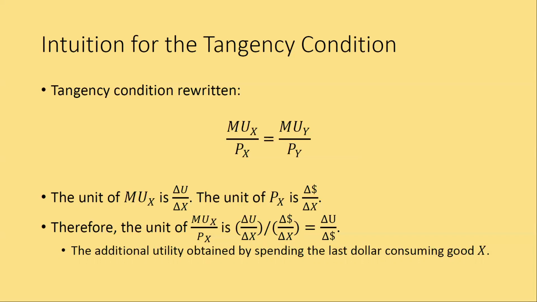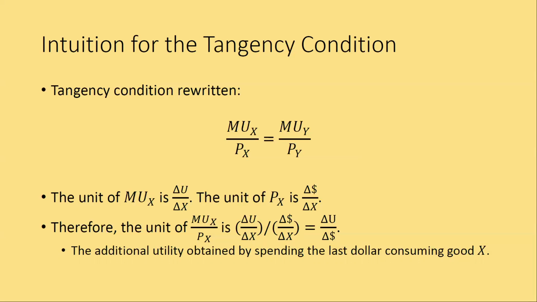On the right-hand side, it is the additional utility you obtain by spending the last dollar consuming good y. The tangency condition in this case means that the additional utility you obtain by spending the last dollar consuming good x has to be the same as the additional utility obtained by spending the last dollar consuming good y.